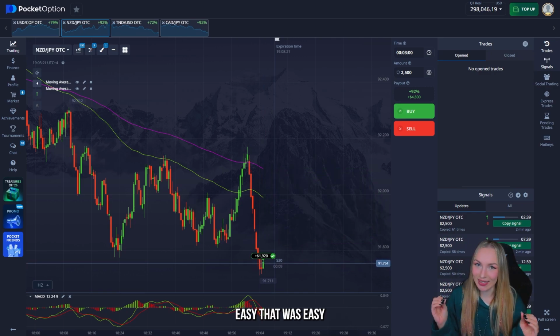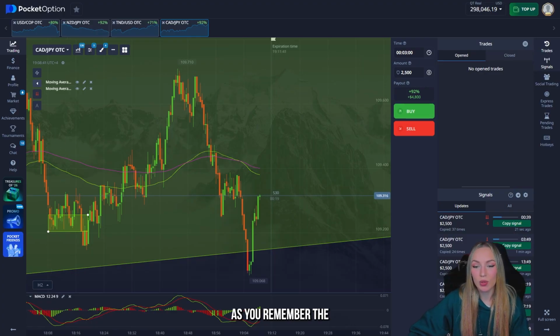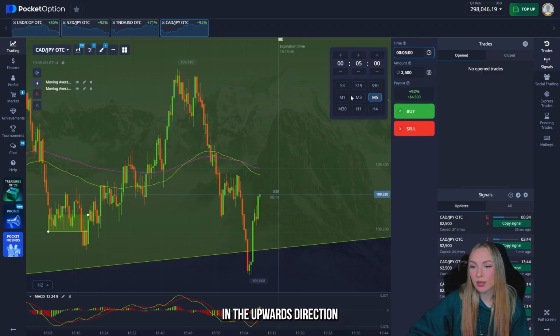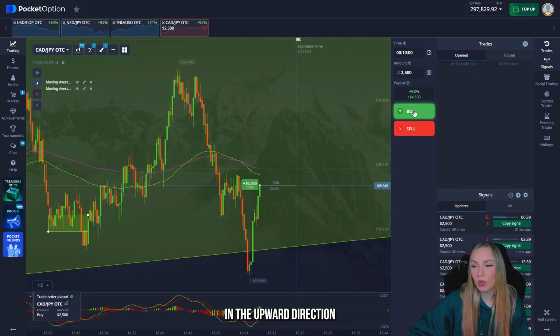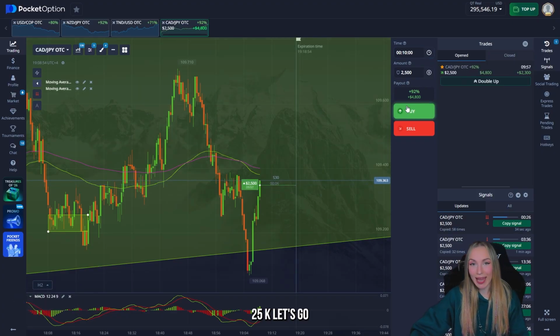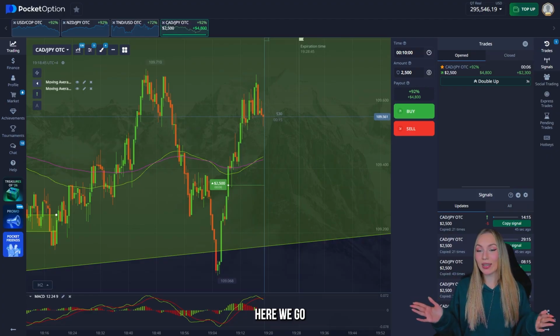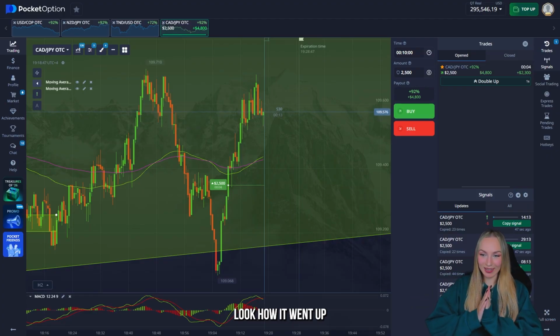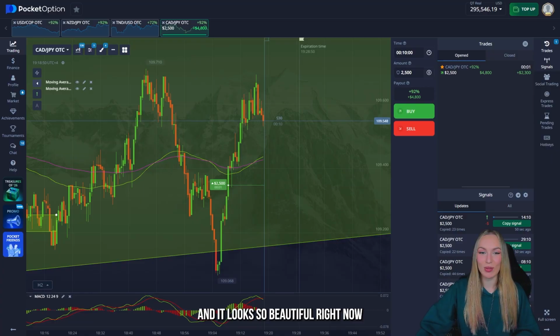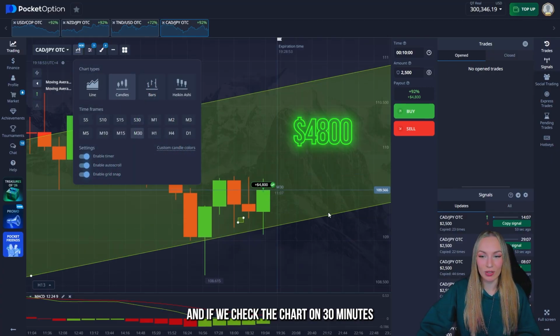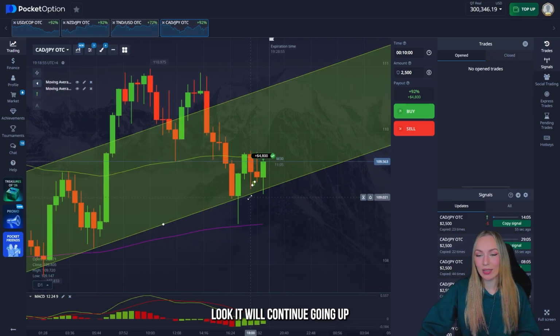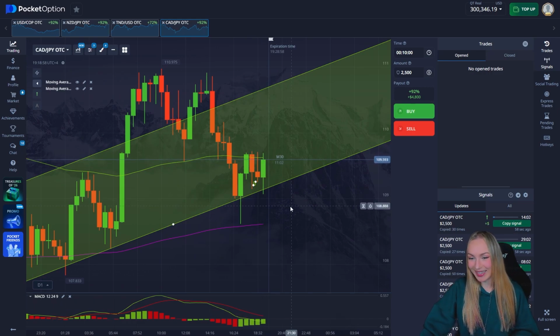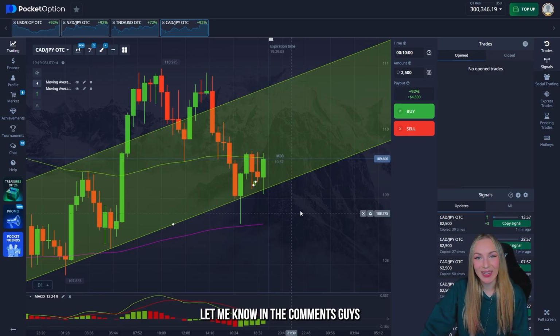Easy. That was easy. CAD JPY, as you remember, the last trade was here for 10 minutes in the upward direction. So let's repeat it again here for 10 minutes in the upward direction. 2.5k. Let's go. Here we go. Look how it went up, and it looks so beautiful right now. And if we check the chart on 30 minutes, look, it will continue going up. 4.8k. What do you think about it? Let me know in the comments.